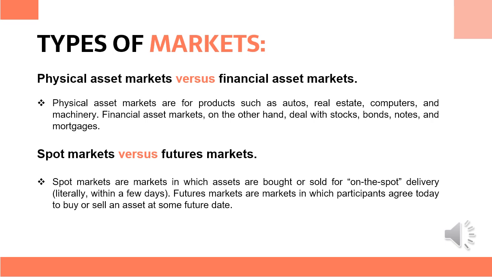First, physical asset markets versus financial asset markets. So the physical asset markets, also known as tangible or real asset markets, are for products such as autos, real estate, computers, machinery, and other forms of tangible resources. Financial asset markets, on the other hand, deal with stocks, bonds, notes, and mortgages.